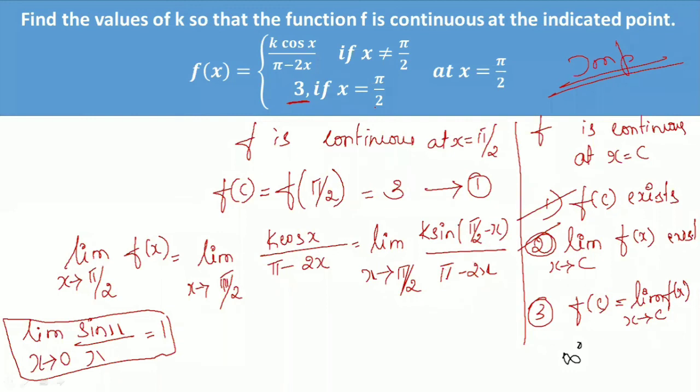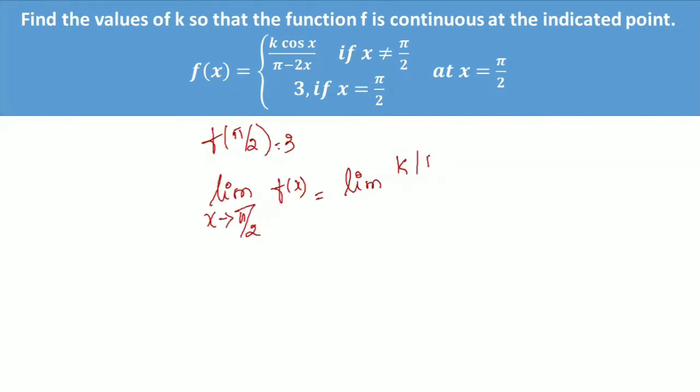In order to apply that, what should I have? I have sine pi by 2 minus x, so in the denominator also I should have pi by 2 minus x, correct? So how to get pi by 2 minus x, students? Multiply by pi by 2 minus x divided by pi minus 2x.